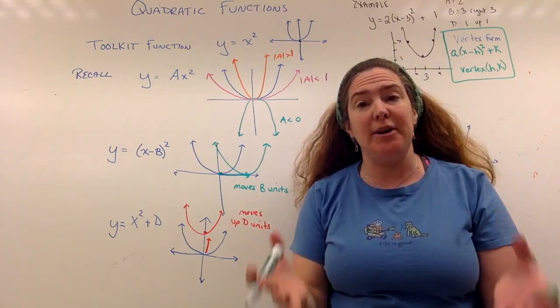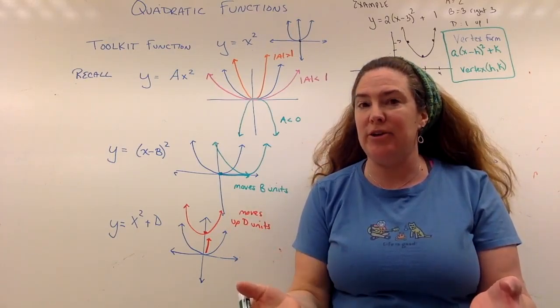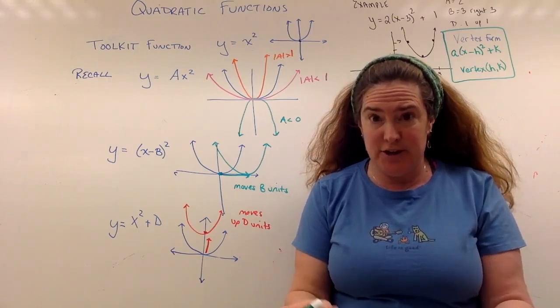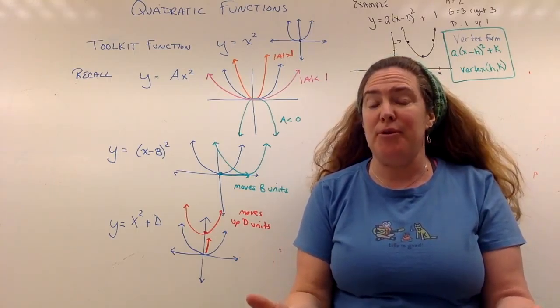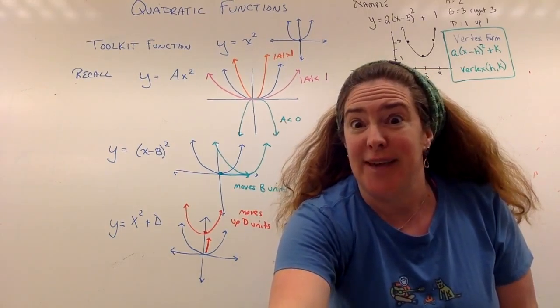So one of the things that we're going to look at is, given some quadratic equation, and that's just an equation where the highest degree of x is x squared, how can I put it in vertex form? So that's next.